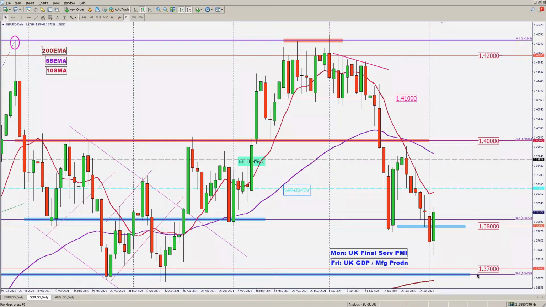Key support at 137, and also the 50-pip retracement just below that, as well as the 200 EMA coming up to it. And for now, intermediate resistance could be around last week's weekly pivot, right? Just under 139. So we could also just add 139 here.